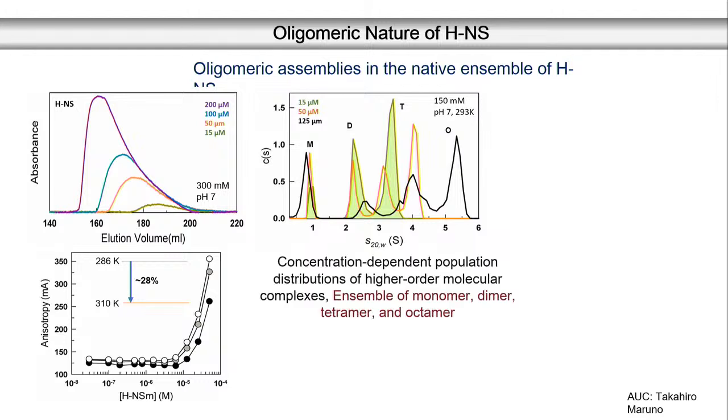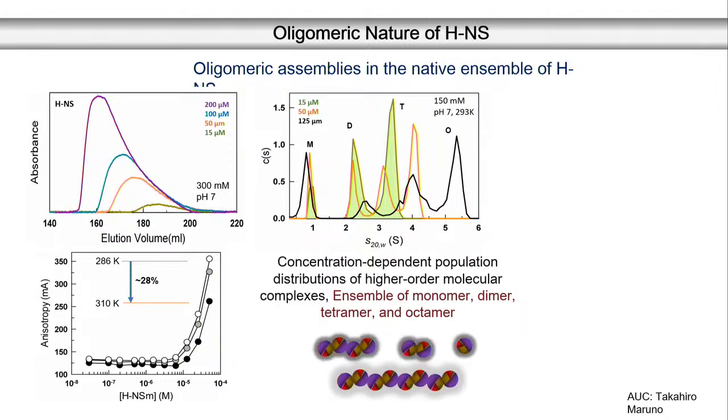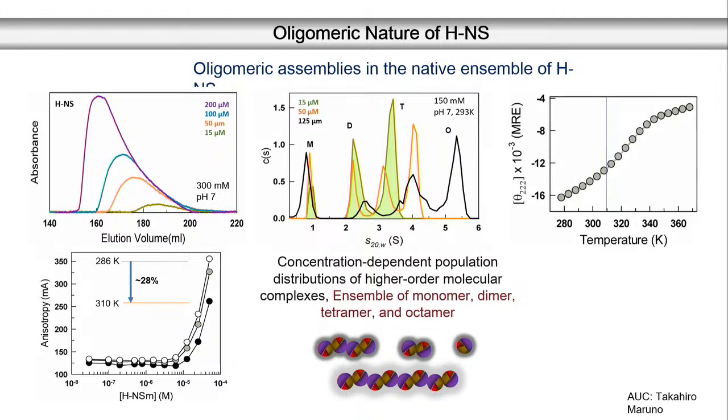Again I would not get into this, and to conclude this part, what we see here is that concentration dependent population distributions of higher order molecular assemblies are identified, and there is an equilibrium between a monomer, a dimer, tetramer, and octamer, which I am showing you here. This is the monomer, dimer, tetramer, and octamer. This is a picture we will be using quite a bit.